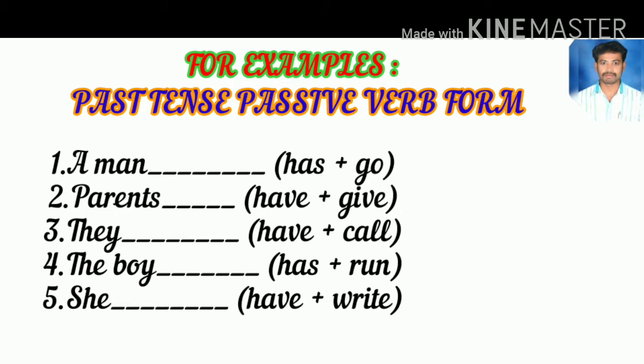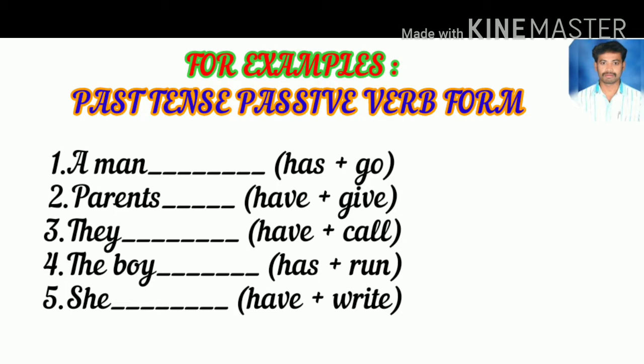Okay, and then the fourth one, the boy dash has plus run. Look at that, the boy is there. If you are going to think in present tense, definitely we are going to write the same has, but here we are going to think in past tense, so that's why we want to use had. Okay, and then after the had we are going to use been, had been, and then run changes into run. Run, ran, run, like that. Okay, V2 is ran, but V3 is run.